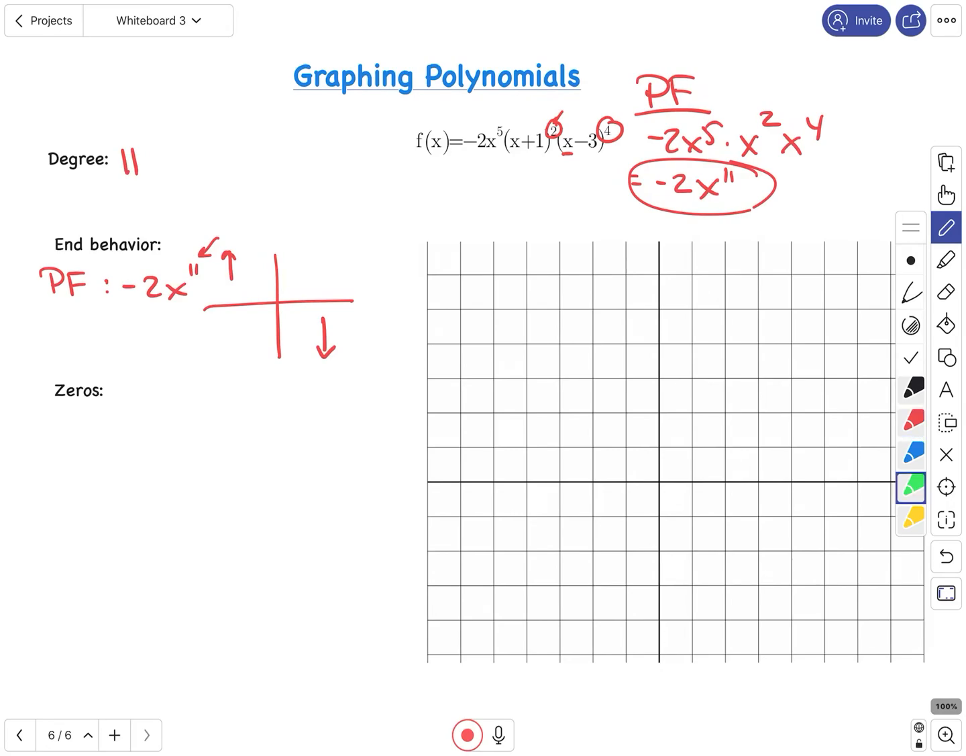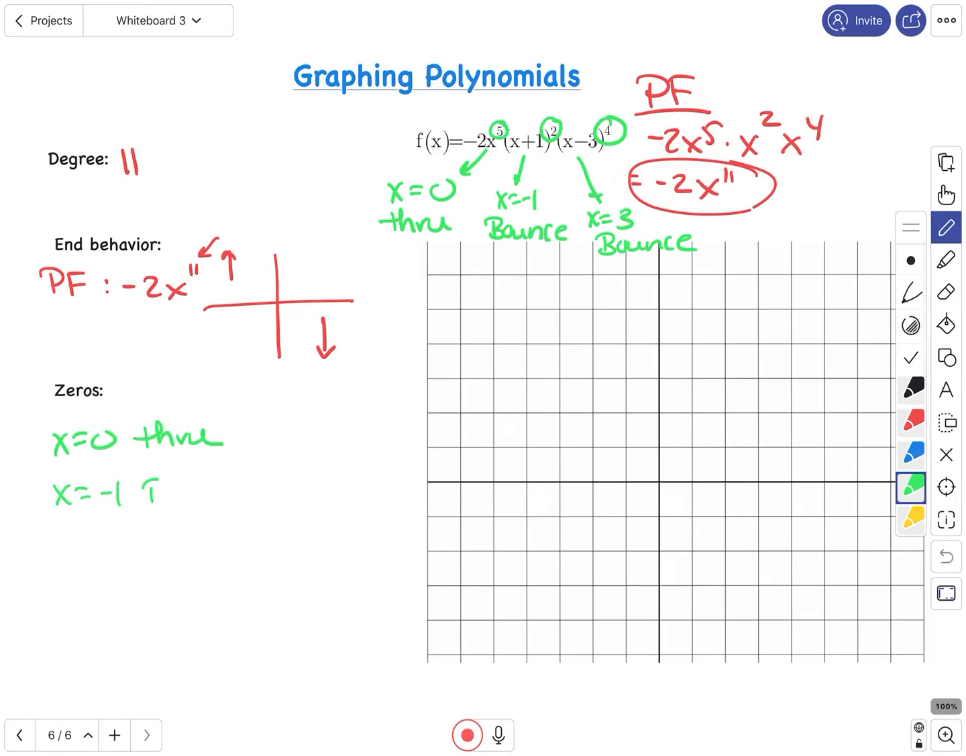So moving to the zeros. Okay, moving to the zeros, we have x equals 0, odd exponent, so it's a through. X equals -1 has an even exponent, so it's a bounce. And x equals 3 has an even exponent, so it is also a bounce. So I'll write that over here. X equals 0 is a through intercept. -1 is a bounce intercept. And 3 is a bounce intercept.